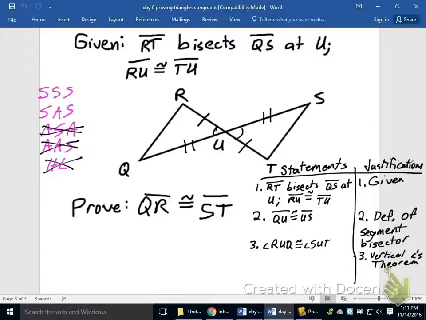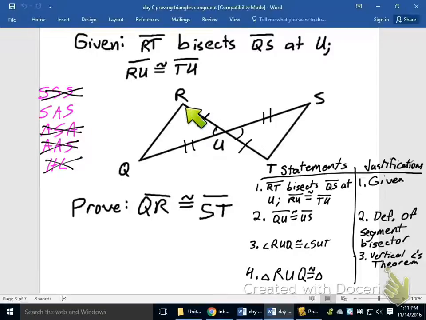Alright, at that point, I know that's not going to be side, side, side. And in this case, it is side, angle, side because the angle is between the two sides. So now I'm able to say the triangles are congruent. So for my statement 4, that triangle RUQ is congruent to triangle. Now I gotta be really careful.